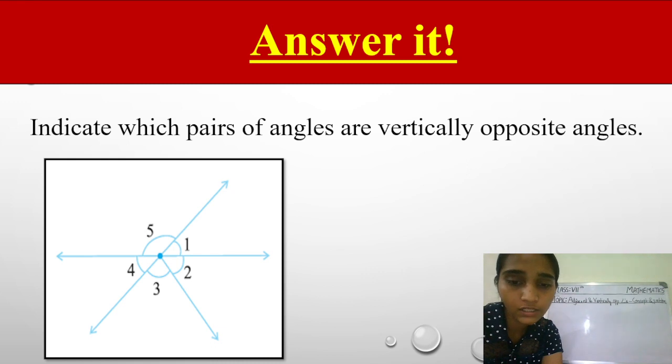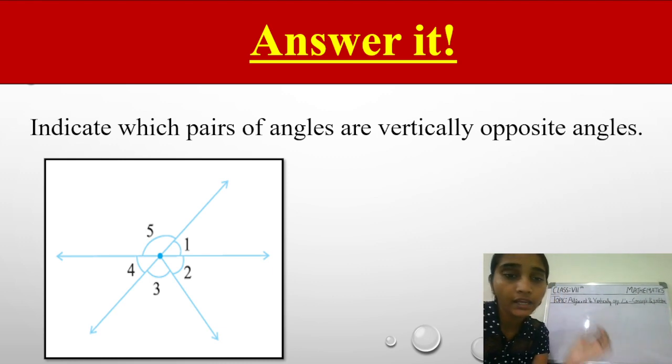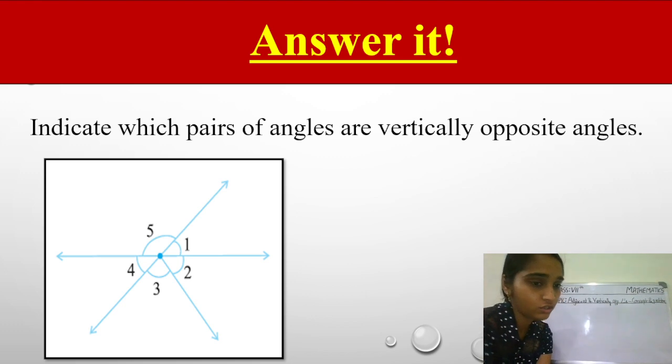Now students, it's your time to answer. You have to indicate which pair of angles are vertically opposite angles. Now we are clear with the concept of what vertically opposite angles are. So simply indicate the pairs, and I will write on the whiteboard which are those pairs. You can also write in the comment section or in whatever notebooks you have beside you.